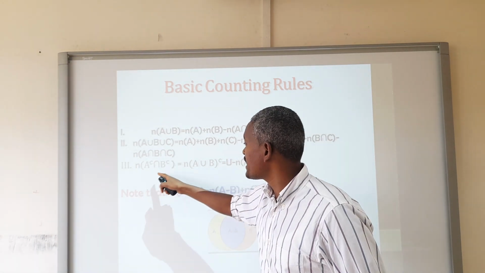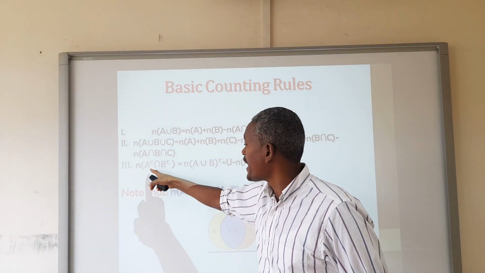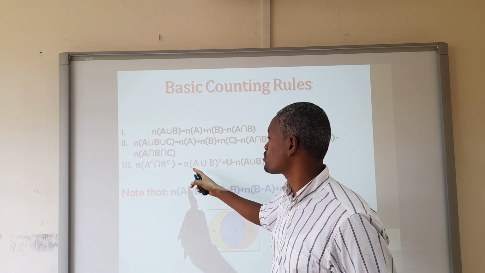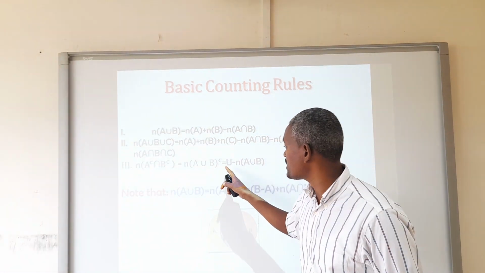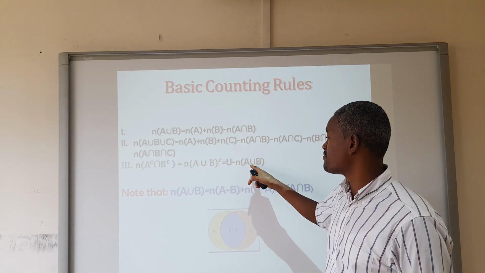And the number of A complement intersection B complement, which is also the complement of the union, the (A union B) complement, is obtained by the universal set minus the number of A union B.